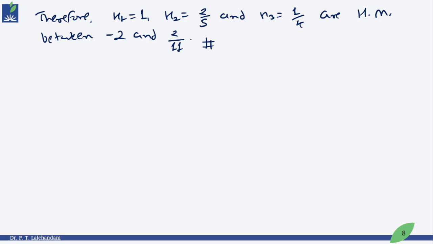Let us move further and let us define now what is called the geometric progression. Geometric progression. Okay. So let us see the definition first of all, and then we'll try to understand it.